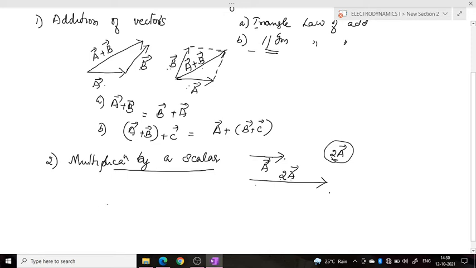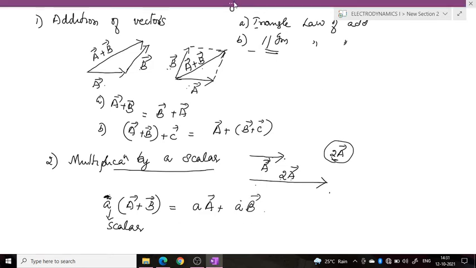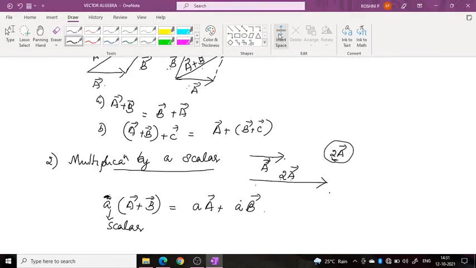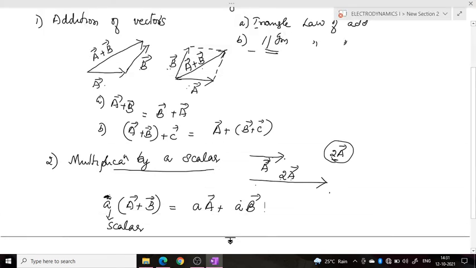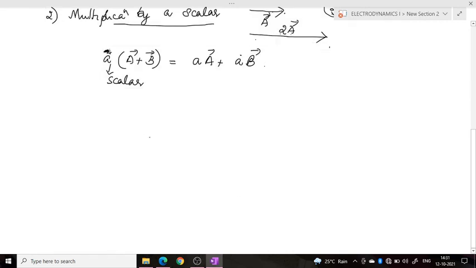Now, when we multiply a number a into A plus B, you can distribute it over the addition. That is, a times (A plus B) will be equal to a times vector A plus a times vector B. This is possible, and this is the second property of multiplication by a scalar.